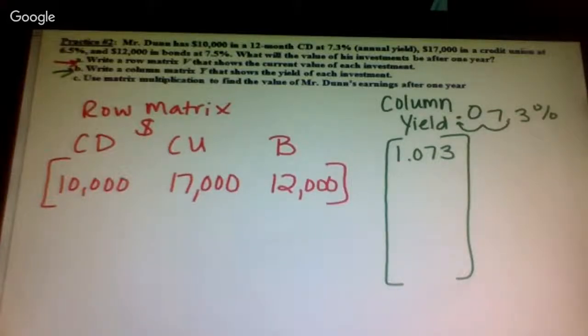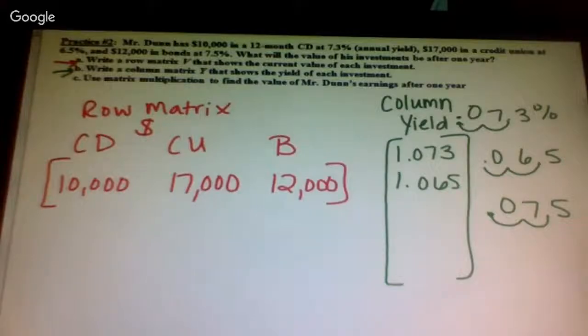So 6.5%, make it a decimal. So it's going to be 1.065. And finally, 7.5%. Make it a decimal. And 1.075.